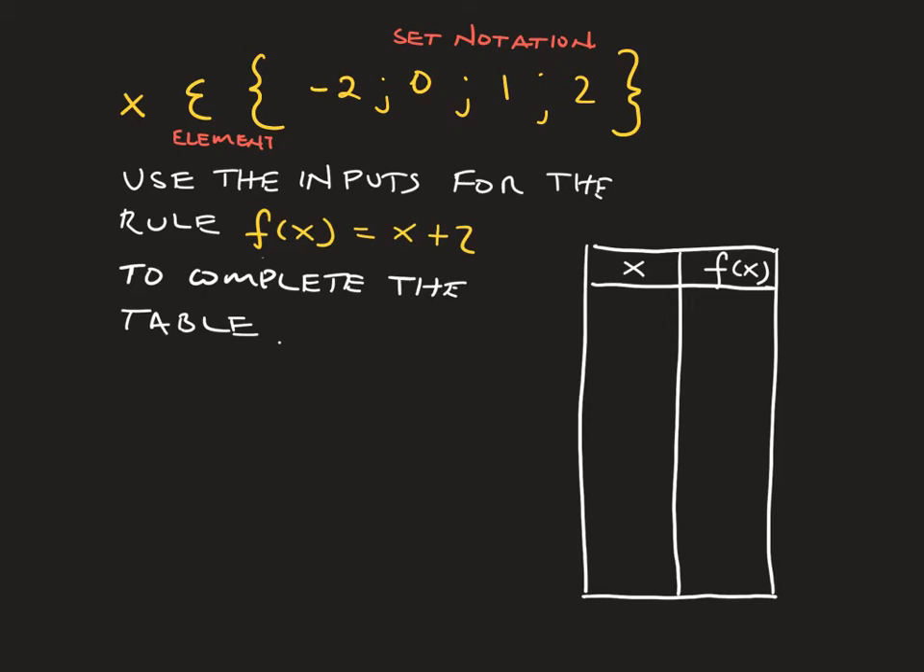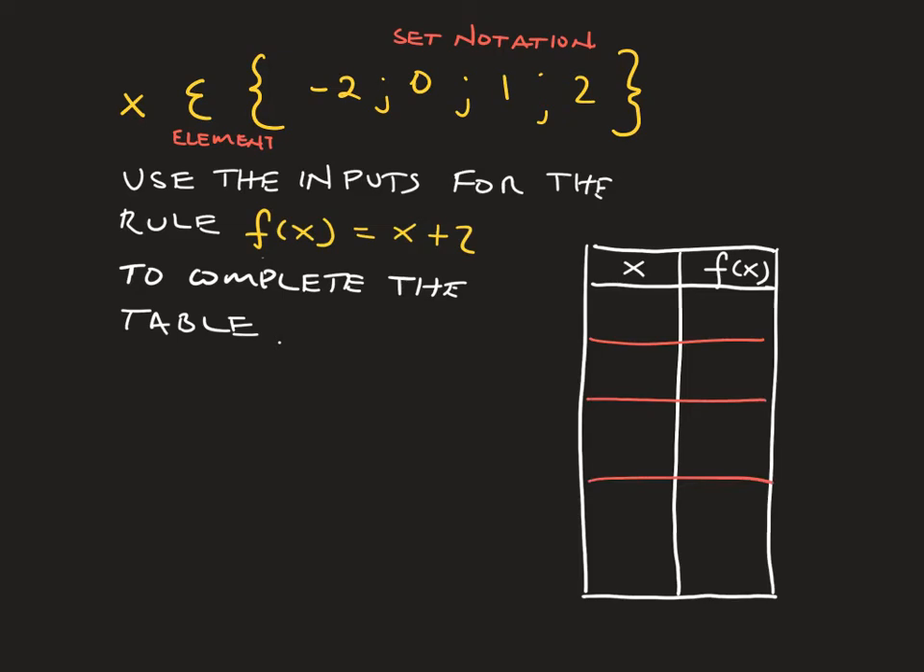If we read it in fancy mathematical English, we would say that x must be an element or part or a piece of this particular set of numbers, and these fancy brackets hold the numbers in. So x must be -2, 0, 1, or 2. So with that information, we can now start creating our table.